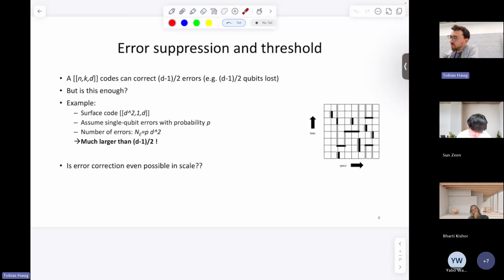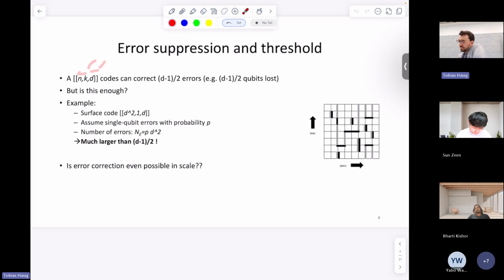Okay, so if you have an [[n, k, d]] error correction code, so that particular code has n physical qubits, k logicals, and distance d, and we can correct up to (d minus 1)/2 errors reliably, right? But you can ask the question: is this actually enough?